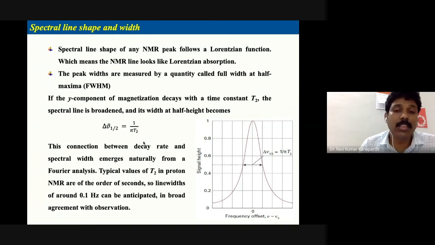Okay, and what is the actual T2? I mean, what is the order of the T2? If you ask me, then well, it is of the order of a few seconds. Okay, it is of the order of a few seconds. From this, we can estimate the line width, the NMR line width. Okay, NMR line width can be estimated, and typically they are of the order of 0.1 hertz and so on, based on the time constant.